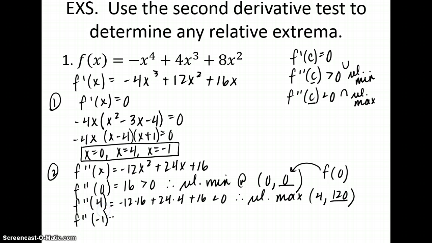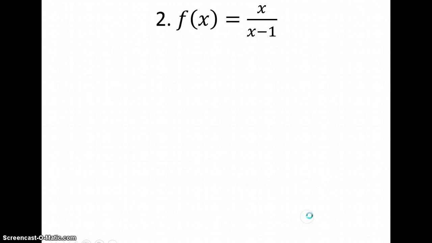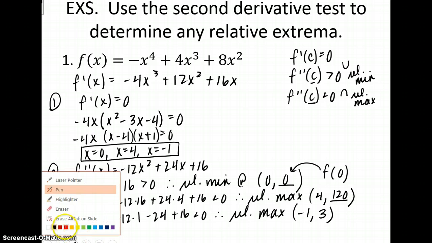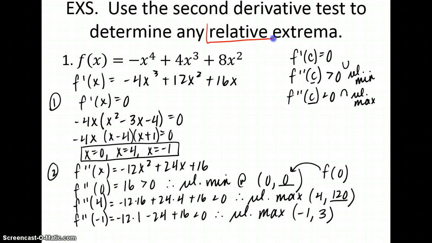And then the second derivative at negative 1 would be negative 12 times 1 minus 24 plus 16. So again, this is a negative value. So another relative maximum would occur at negative 1, and plugging that back into the original, (negative 1, 3). So the relative extrema occur on the graph of the original function.